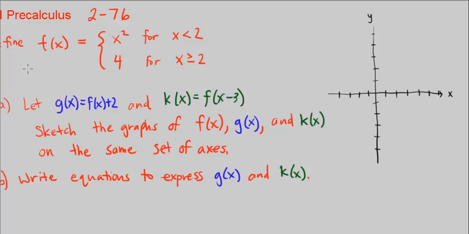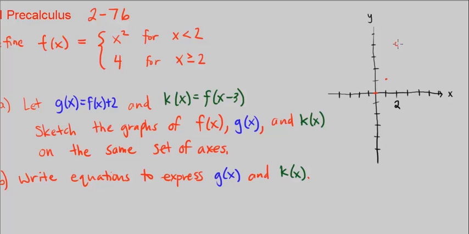Okay. So let's graph f of x first. Let me point out the cautionary point, right? At x equals 2 is where we go from one piece to the other. So let's go ahead and graph x squared for x less than 2. That means to the left of 2, it's just x squared, and that's our parabola. At 1, 1 squared is 1. At 2, 2 squared is 4, right?